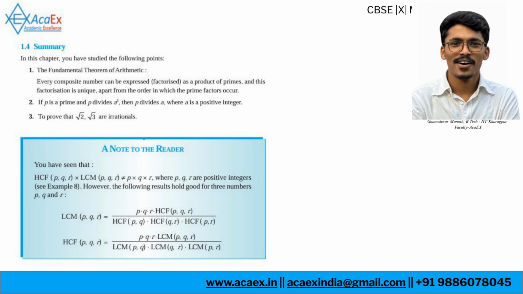Summary. Here are the key points studied in this chapter. The fundamental theorem of arithmetic: every composite number has a unique prime factorization. Prime divisibility property: if a prime number p divides a squared, then p also divides a. Proofs of irrationality. You have learned the method to prove that numbers like the square root of 2 and the square root of 3 are irrational.